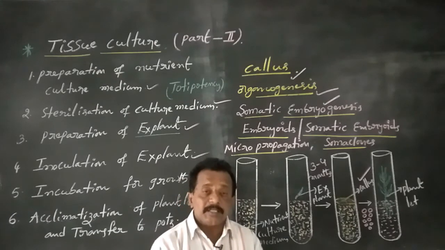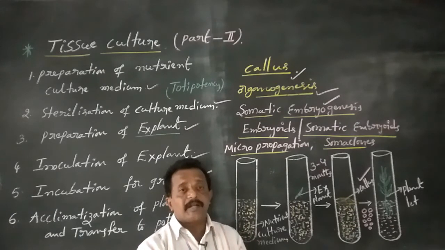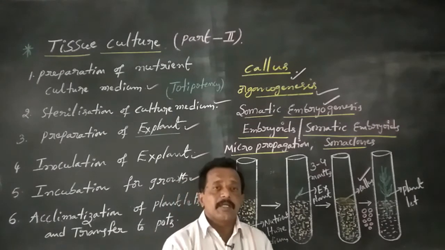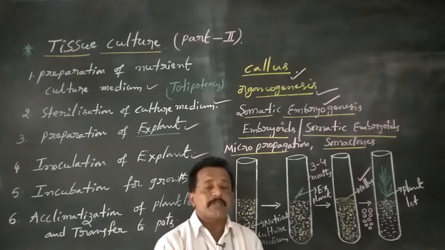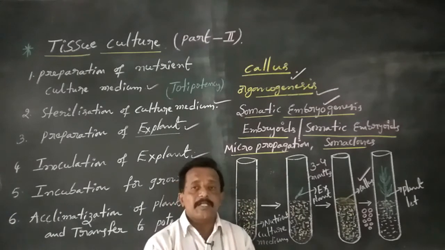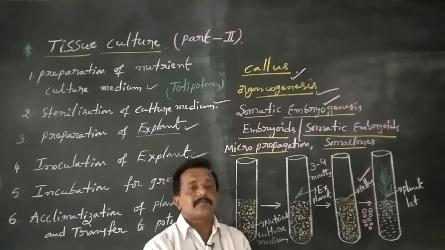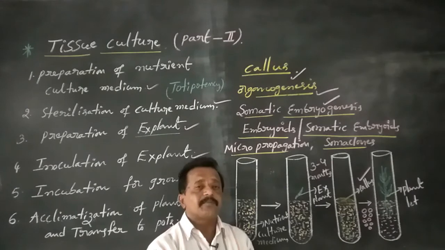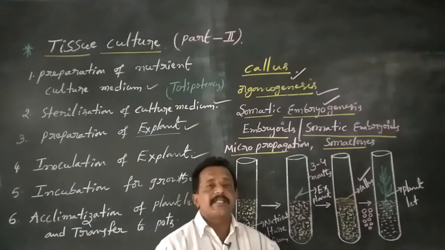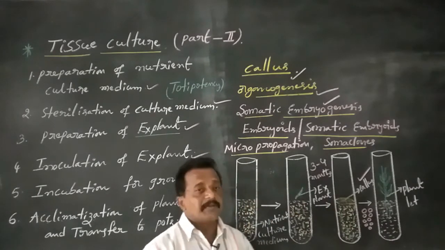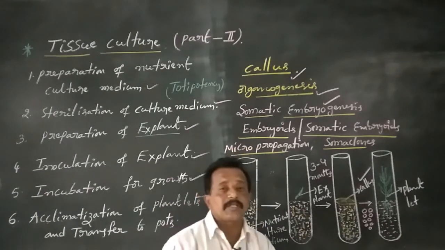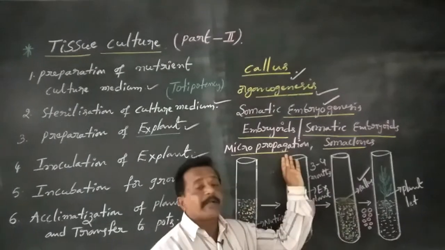Okay, now several tissue culture plants are developed. In tissue culture, a large number of plants are produced in a short period of time and in a limited space. This process is known as micropropagation.